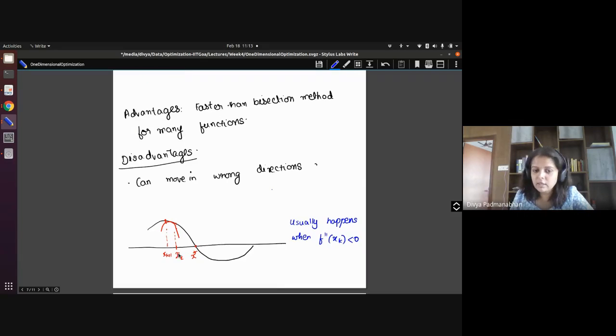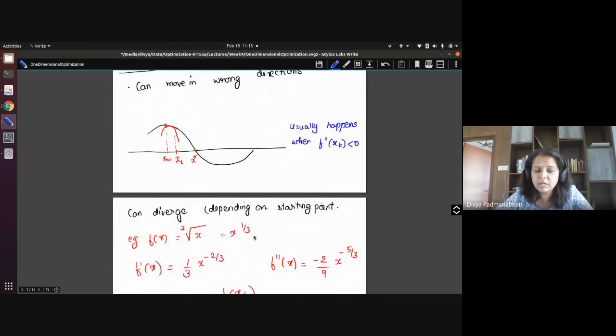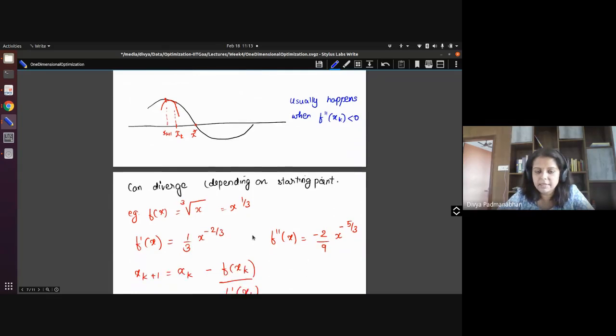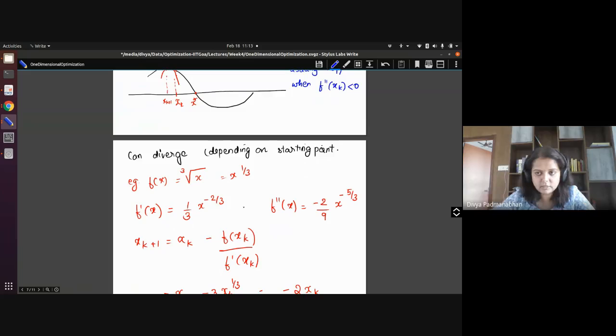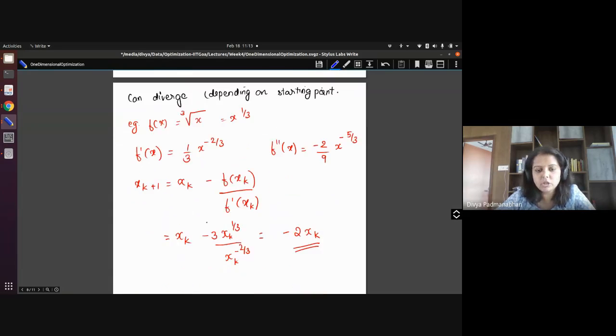Similarly, you can also diverge depending on the starting point. So for example, in a case like this, f(x) is the cube root of x. If you evaluate the Newton steps, what you're going to get is xk plus 1 is just minus 2 times xk. Here clearly you want to finally reach the point 0, where x is 0, that's where this is minimum. But you keep swaying in either direction. So that's an example of divergence.